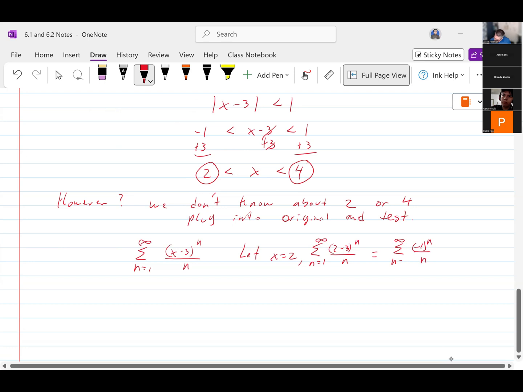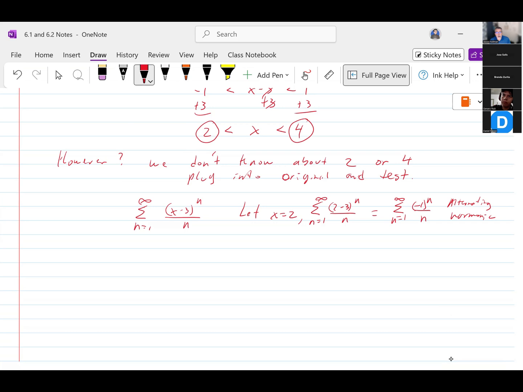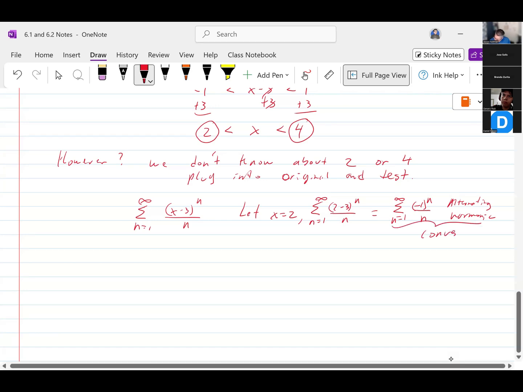And that is the alternating harmonic series. Does the alternating harmonic series converge or diverge? It diverges, right? It actually converges, my bad, by the alternating series test. So by the alternating series test, this actually converges. The alternating harmonic series converges. So 2 is a part of what's called my interval of convergence.